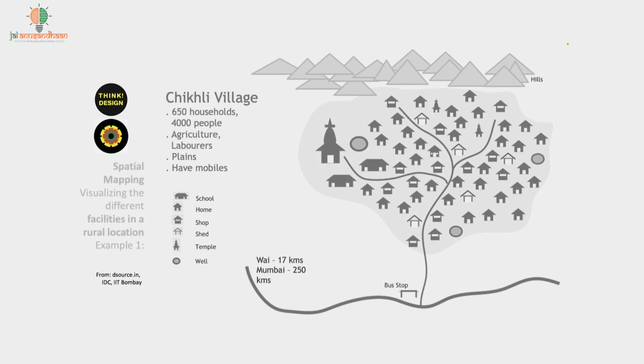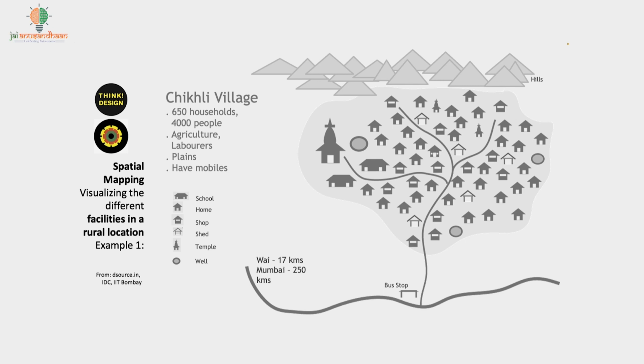It's very simple. Okay, so we are looking at an example here. This is a case of mapping all the different things that are part of the village. This is Chikri village, which is about 250 kilometers from Mumbai, and the nearest town is about 17 kilometers. Okay, and it has about 650 households, 4,000 people, mostly agriculture. Okay, and it is on the plains, and in the background are the hills.